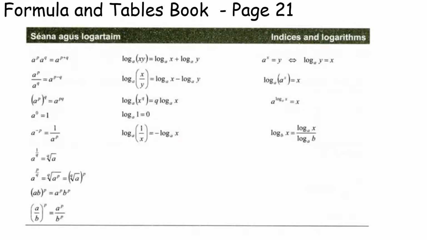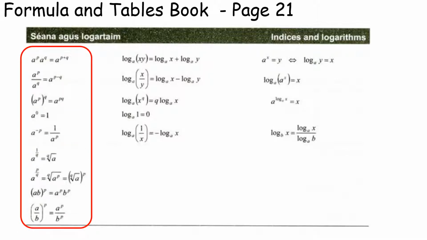So here on page 21, we're going to be focusing on this first column here. And these are all the laws of indices that you've seen at junior cert and we're going to use as we move into leaving cert. So the good news is there's no new laws that have been added in. The work that we're going to do is slightly more challenging than what you would have seen at junior cert, but it will stay relatively the same.